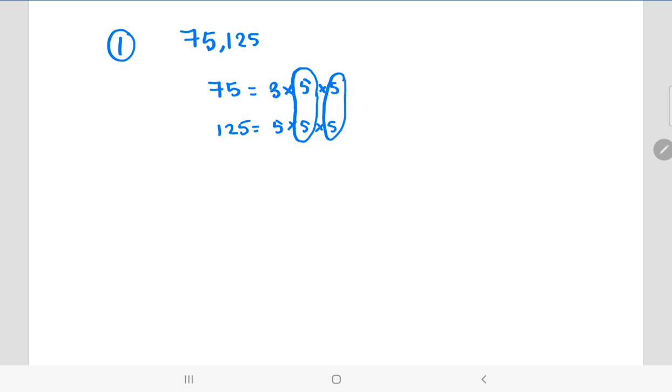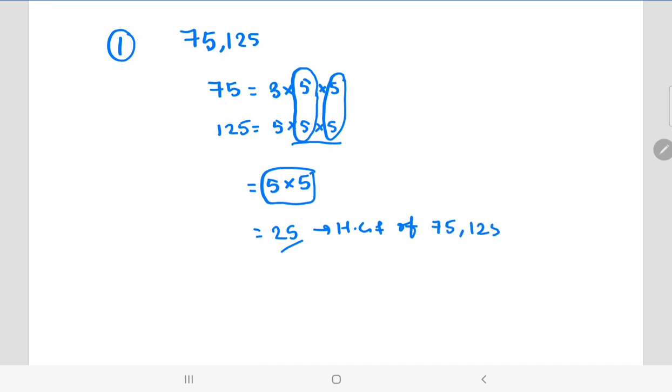Now you might get doubt, what should we take if we get the same number? What you need to do is, you need to multiply them. So if I just multiply, I will get 25, which is the HCF of 75 and 125. So students, remember that whenever you get two same numbers as the highest common factor, you need to multiply them in order to get the HCF.